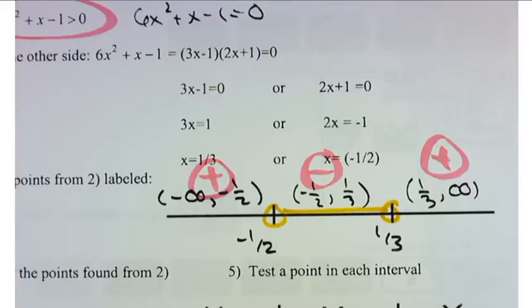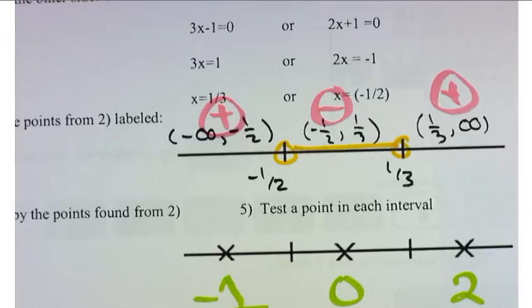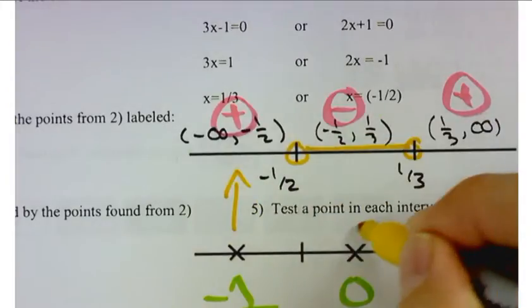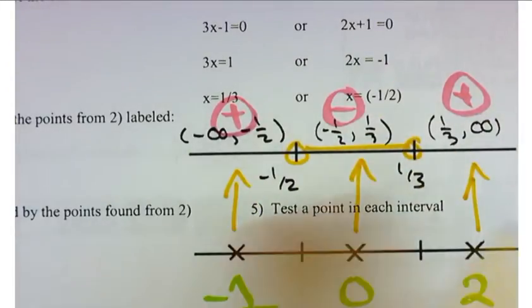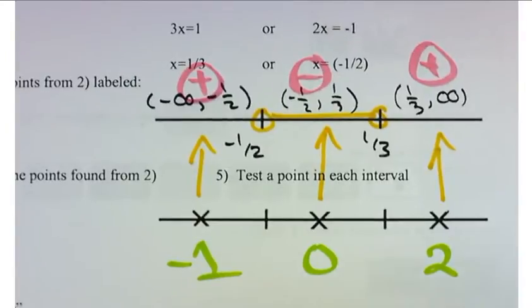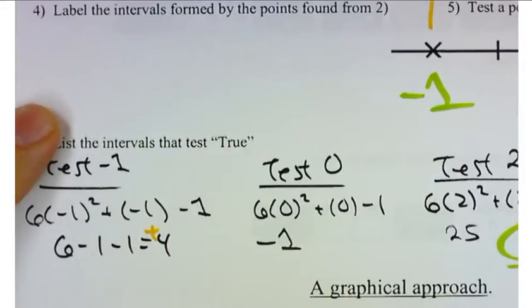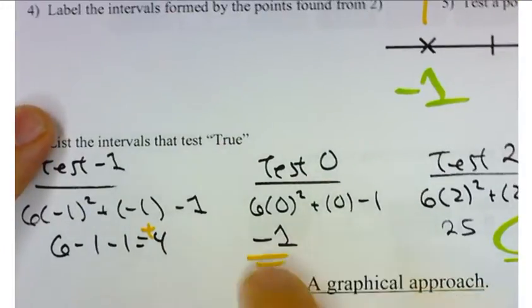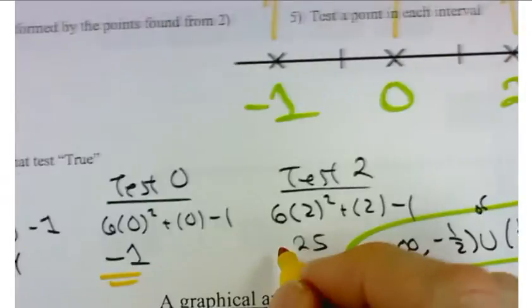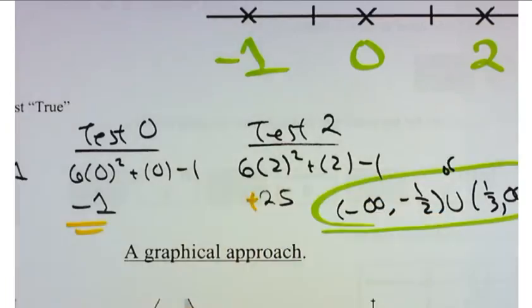Why do we choose positive here? Well, it's not a choose. It's just when we tested points from these intervals. Now keep in mind that these points are inside each of these intervals. So when I put in -1, the result was +4. When I put in a 0, I got a -1. And when I put in a 2, I got a +25. So positive, negative, positive, and that's what we wrote up here. Positive, negative, positive.